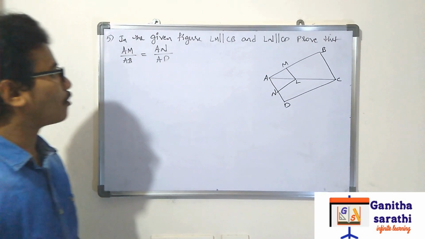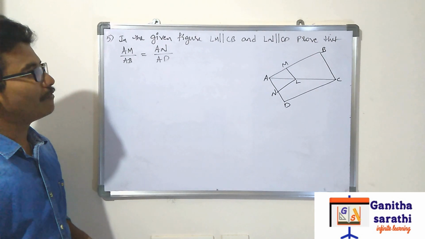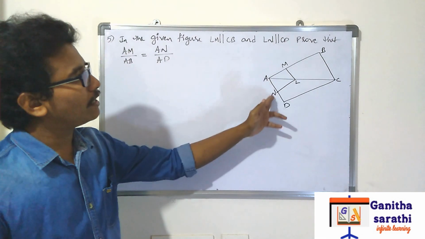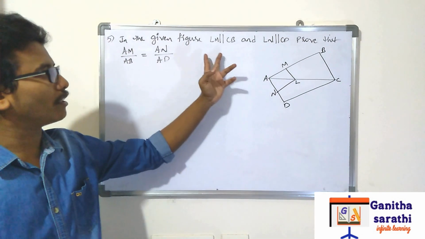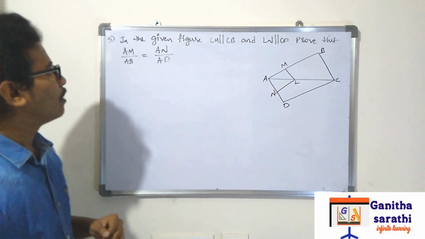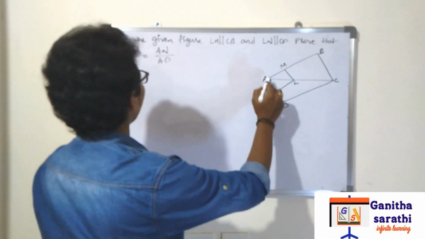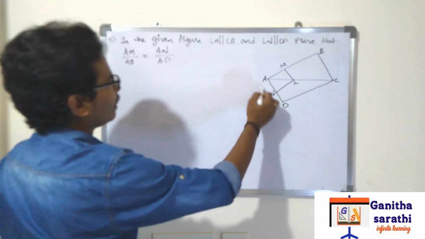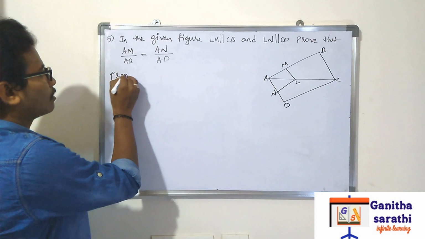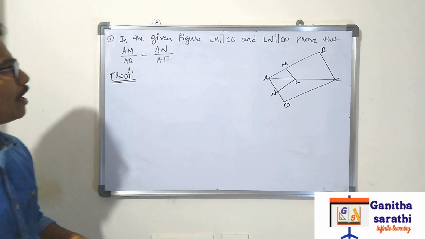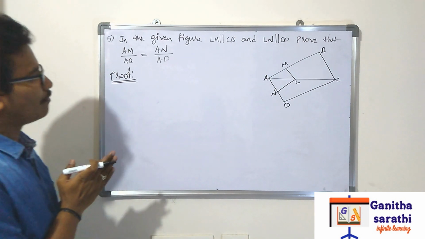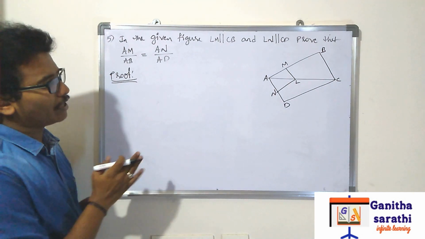Now see the problem on the board. In the given figure, LM is parallel to BC and LN is parallel to CD. He is giving that LM is parallel to BC and LN is parallel to CD. What we have to prove: AM by AB is equal to AN by AD. Now see the proof. For proving that, let us move on to the figure.